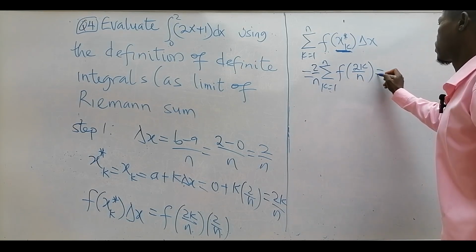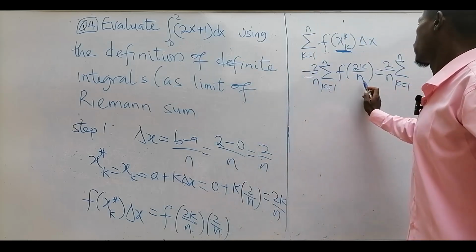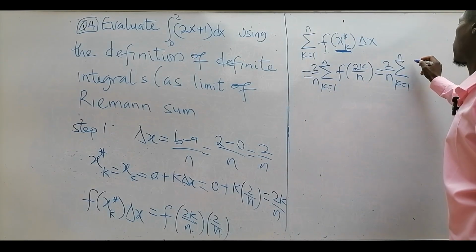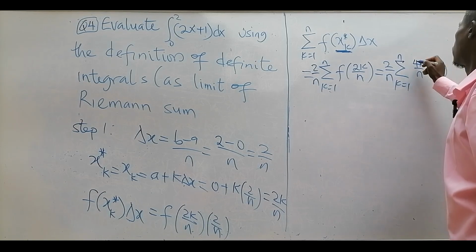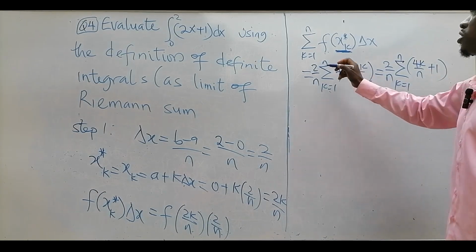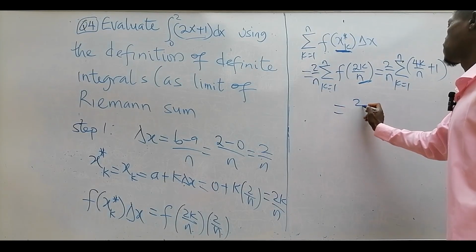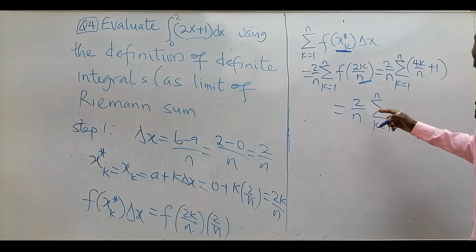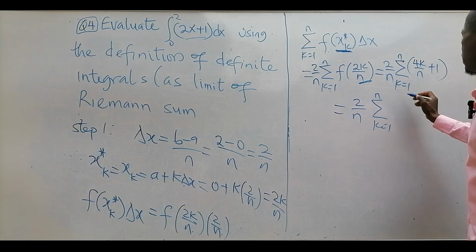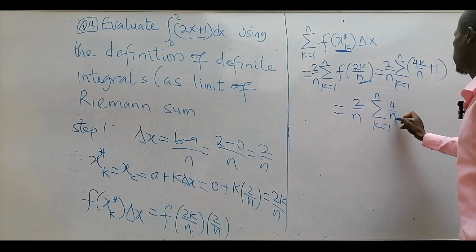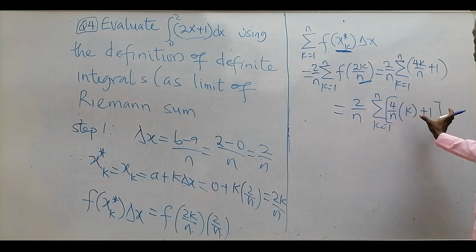Okay, so let's substitute that. Anywhere you see x, you place this one there. So we have 4k over n plus 1. We substitute this into the function, and this will be from k equals 1 to n. Since our function is in k, we can leave the k here, that will be 4 over n into bracket k. So we have this, we can break this one.